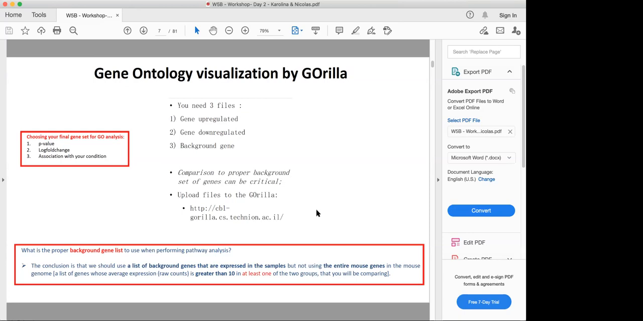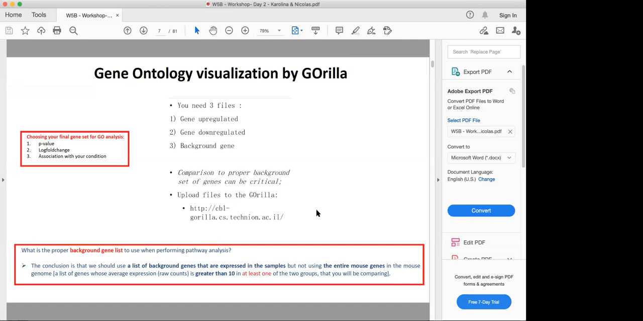So there is a lot of discussion about what we should use as our background gene list. In the past, in my labs and in our collaboration labs, if we were dealing with the human genome, we would use all the genes included in the human genome. If we were working with mouse data, we would use all the genes contained within the mouse genome.